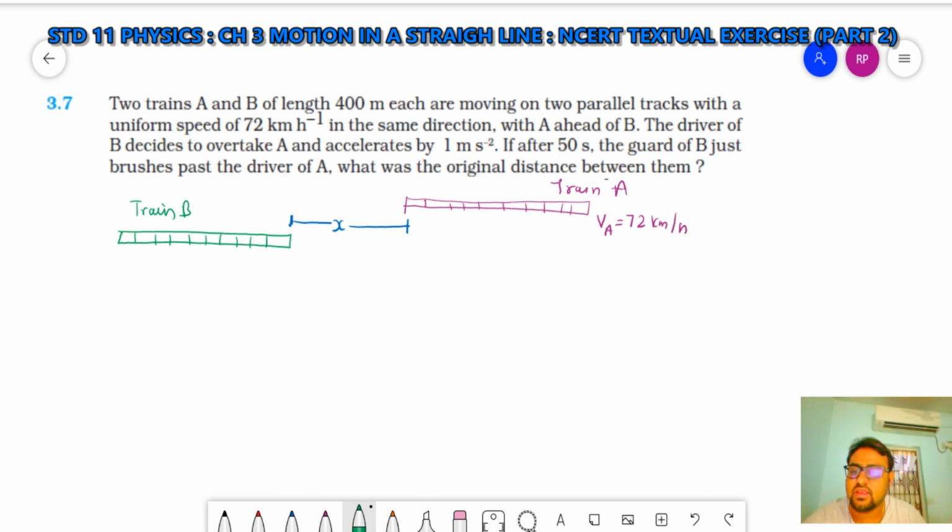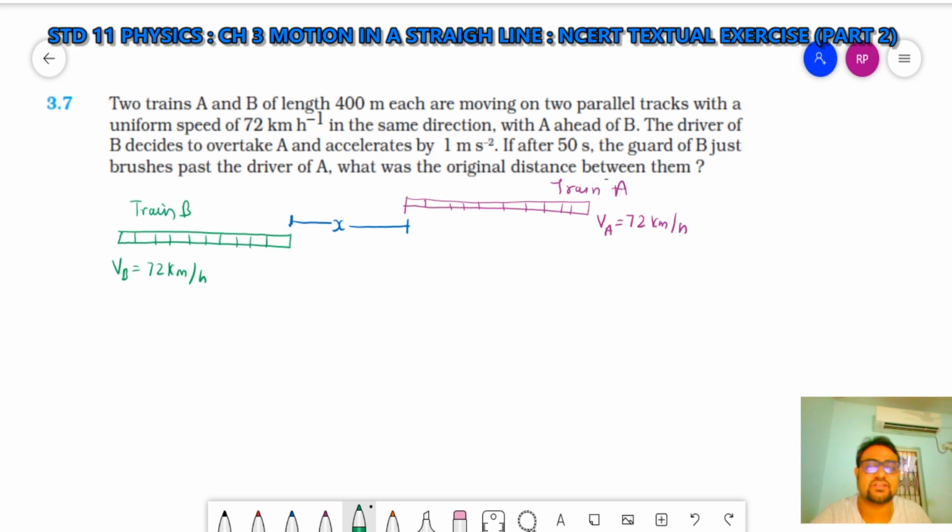Velocity of B is 72 kilometer per hour. Now see, A is not doing any acceleration, only B is accelerating. So I will take relative velocity. This is moving with 72 kilometer per hour, and this is also moving with 72 kilometer per hour. So what is the relative velocity?